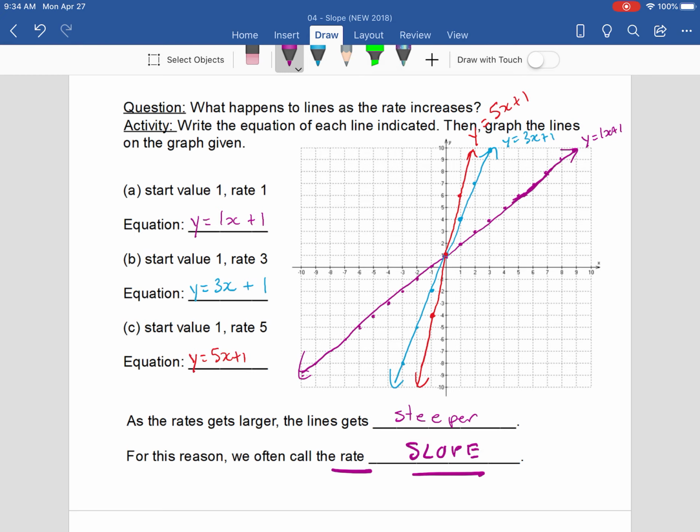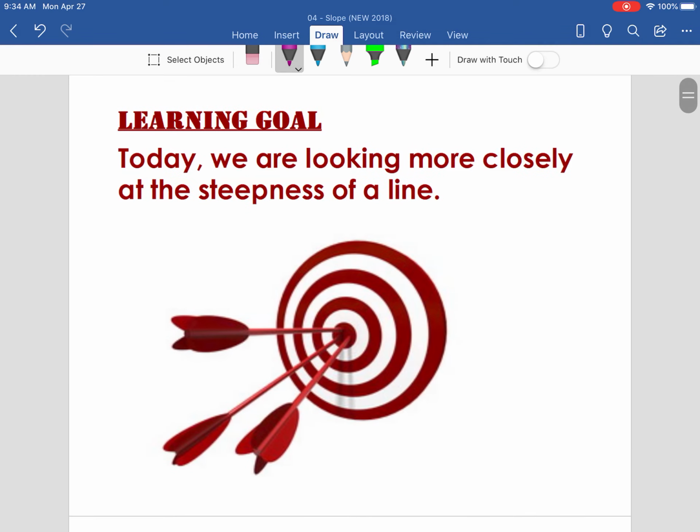For this reason, we often call the rate slope. So here's a new word for rate. Rate and slope. I won't say they mean the exact same thing, but they will be the exact same numbers. When we're talking about a question, we might talk about what the rate of the situation is. And when we go to graph it, we'll say that's called the slope on the line. So they really are the same thing.